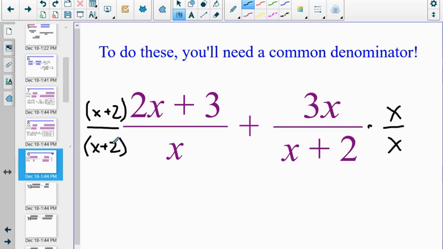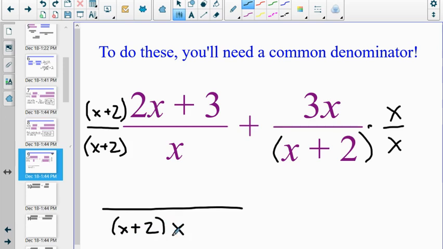So now my denominator is x plus 2 times x plus 2 times x. Now I've got the same denominator. That denominator is x times x plus 2. If you want to call that x squared plus 2x, go right ahead. I'm not going to stop you from doing that. Leaving my denominator in factored form is actually kind of beneficial to me.